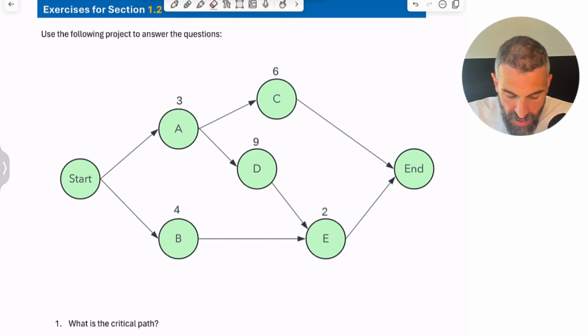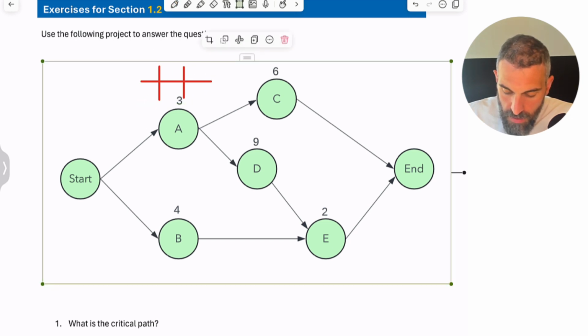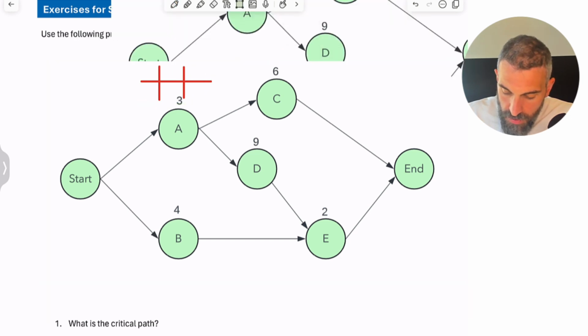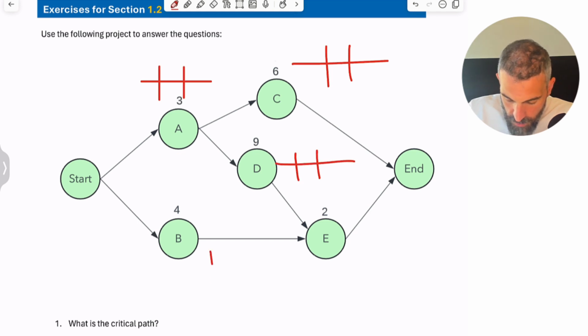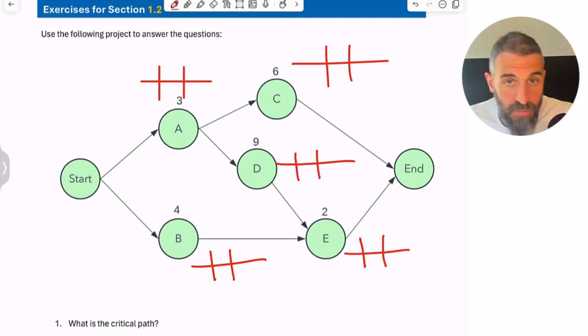Now, the system I like to use is these little grids, and I make one for every letter, for every activity basically. So I've got this grid, it looks like a big H. I'll make one for each. So that'll be for C, for D, for B, and for E. Okay.